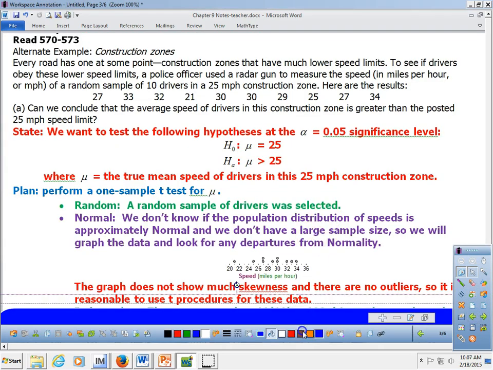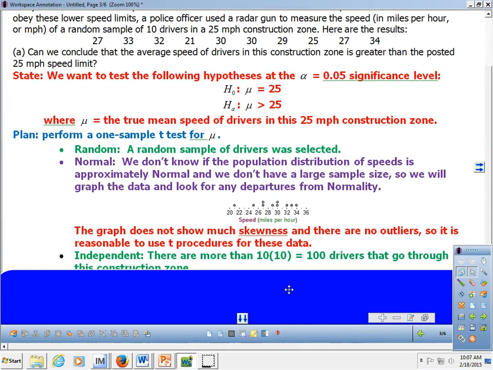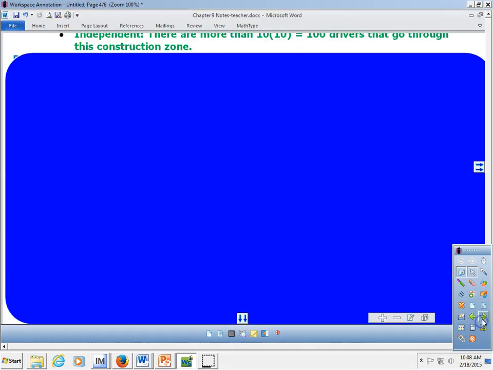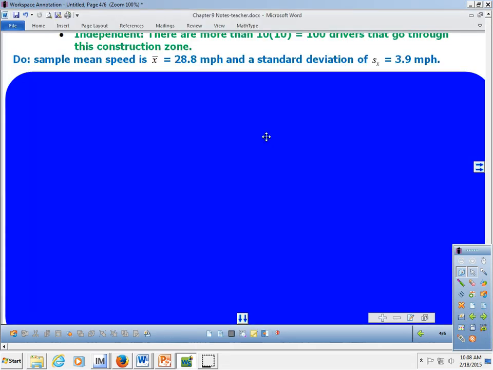And then last but not least, we've got our independence check. We're going to have to assume that there are more than 10 times 10, or 100, drivers that go through this construction zone, and that's probably pretty safe. All right, so our conditions are met. We're ready to go do the test.